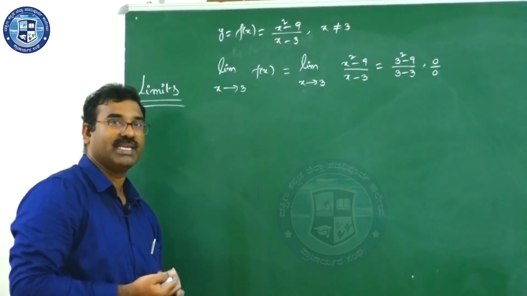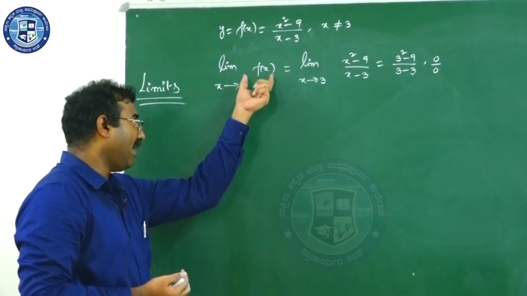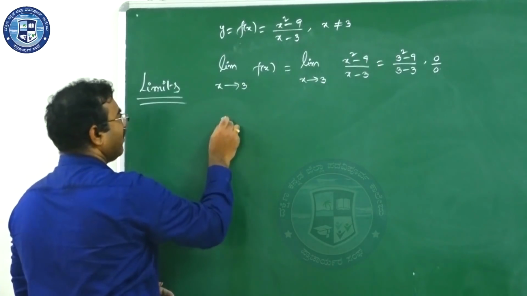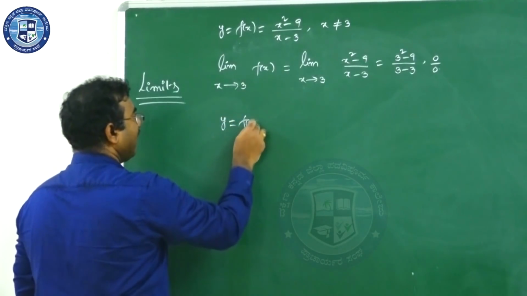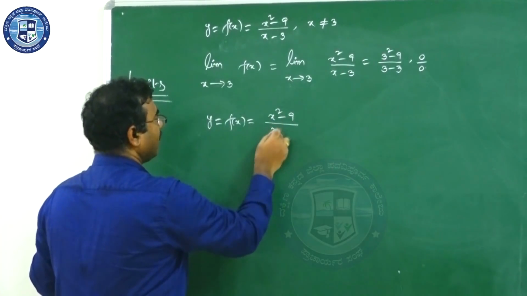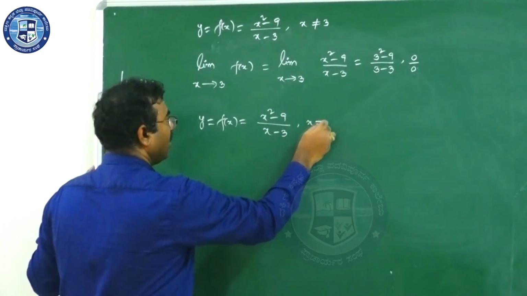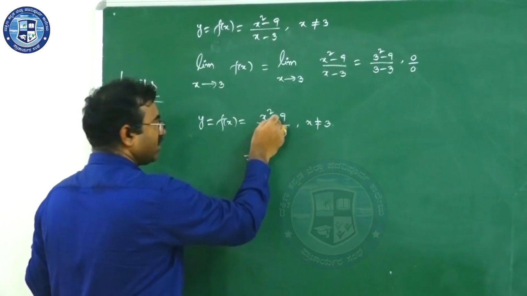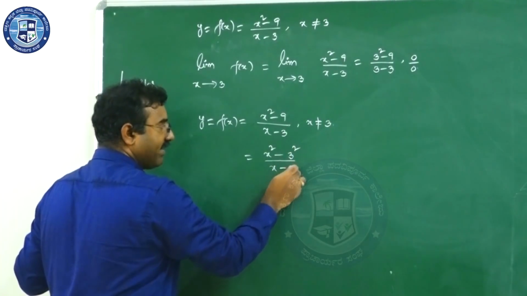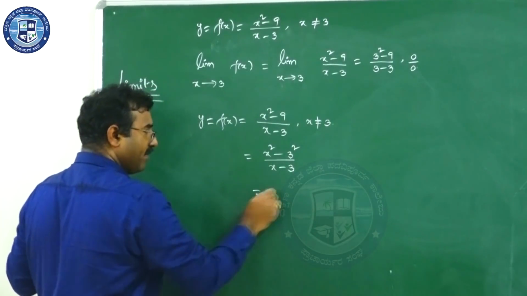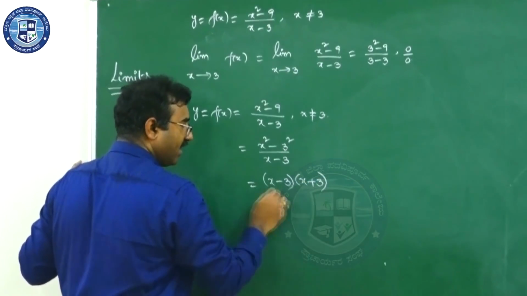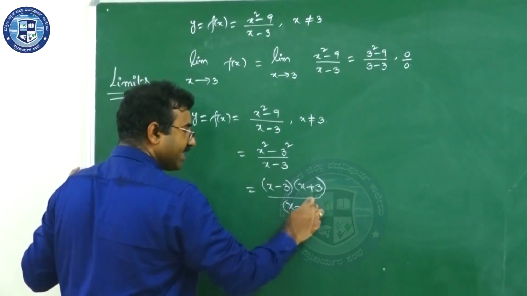x is coming close to 3, f(x). What happens to this f(x)? We need to find it out. Okay, I simplify this function. y is equal to f(x) is equal to (x square minus 9) by (x minus 3), x not equal to 3. This x square minus 9, you can write as x square minus 3 square divided by x minus 3. So, (x minus 3) into (x plus 3) divided by (x minus 3).